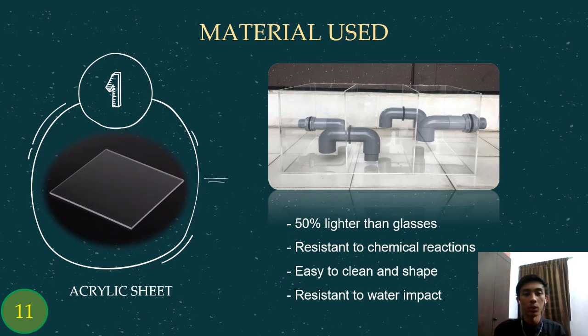Acrylic sheet has been used as the wall for this project because of its specialty compared to other materials such as plastic, stainless steel, and glass. Acrylic is 50% lighter compared to glass, plastic, and stainless steel. It has high resistance to chemical reactions compared to other plastic materials. It is easy to shape and to clean the oil and grease inside the multi-stage grease trap.